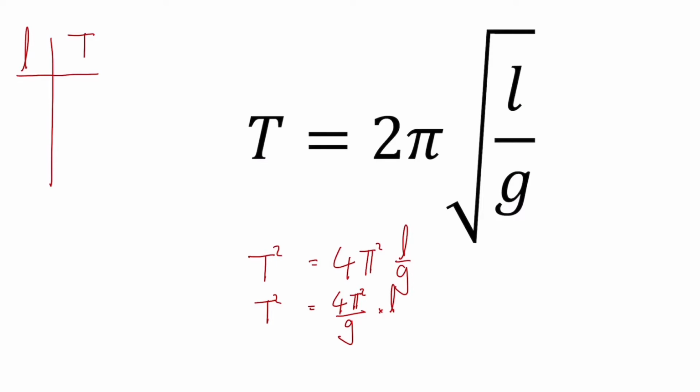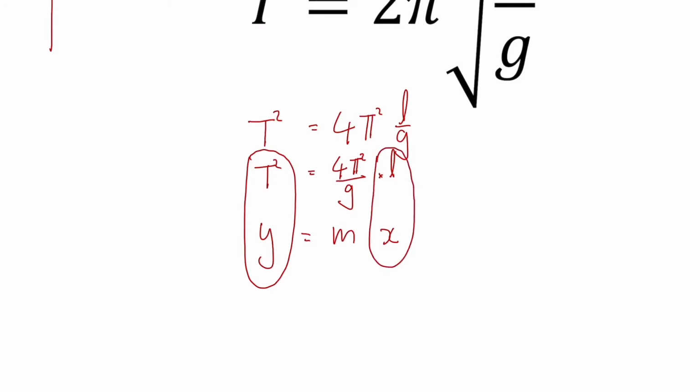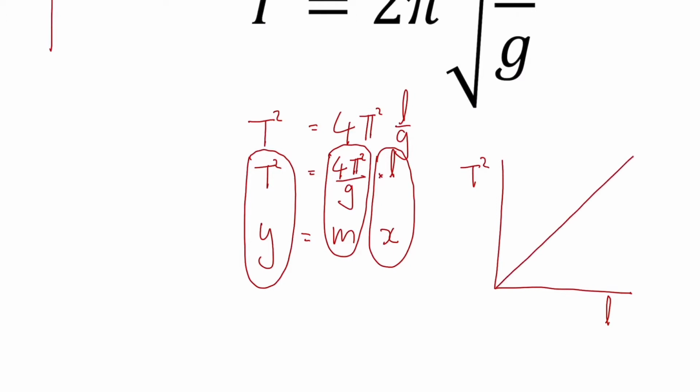Looks a bit messy, but that's following the form y equals mx. Where T squared is our y value, and L, the length, is our x value. y equals mx should give us a straight line through the origin. And we can see now that our gradient should be equal to 4 pi squared over g.